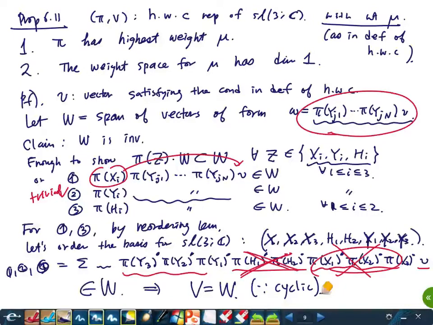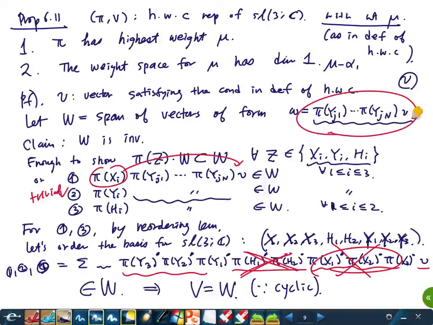Okay, so what do we need to show? So the first one is done, right? No, it's not done. We will prove 1 and 2 at the same time. So let's consider what happens if we apply y. The weight for v is mu. But if you apply any of the y's, the weight will be mu minus alpha 1 or alpha 2 or alpha 1 minus alpha 2, etc. So if we apply y's there, the weight will get lower.